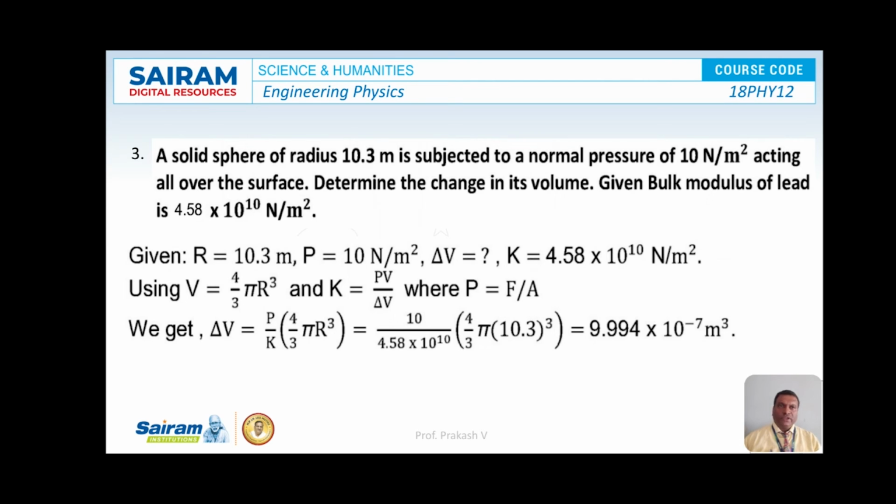So on simplification, the value of delta V can be calculated as 9.994 into 10 to the power of minus 7 meter cube. So this is what the solution observed here.